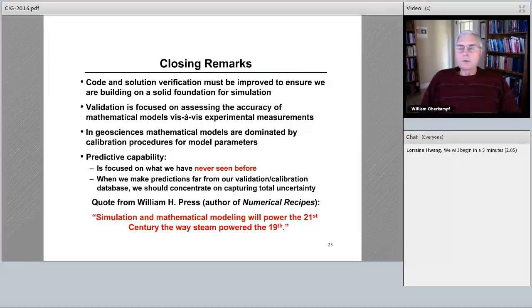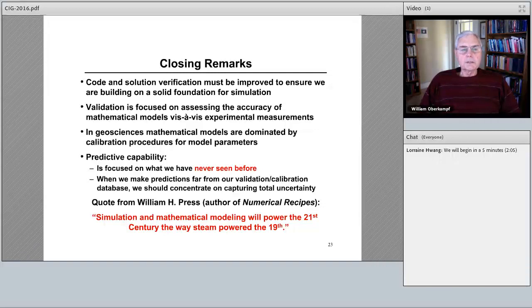So a few closing remarks. Code and solution verification, we believe, must be improved to ensure that we're building on a solid foundation for simulation. We have to recognize that you may not be very interested in code verification, solution verification, and all the things that go into that, but this is what we are building on. And if we have a code bug or a numerical algorithm there, or our solution is actually dominated by, let's say, artificial viscosity, and it is polluted by solution verification, and we are claiming the physics because they all get mixed together, we are actually building our bed of sand.